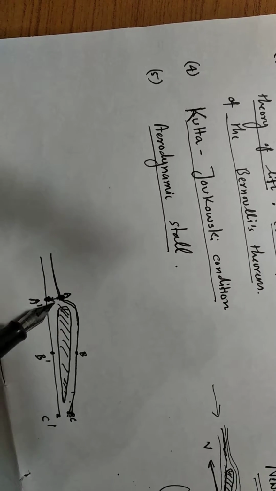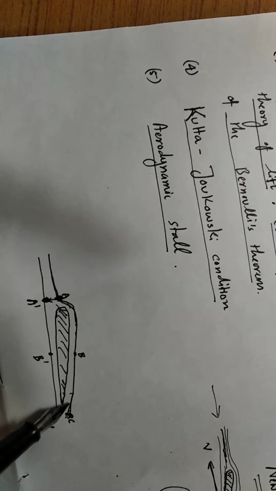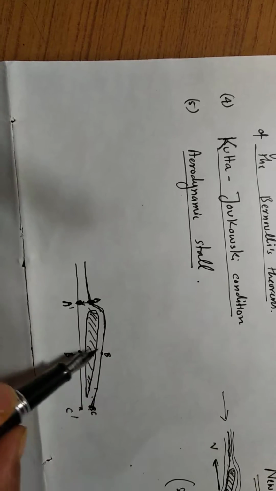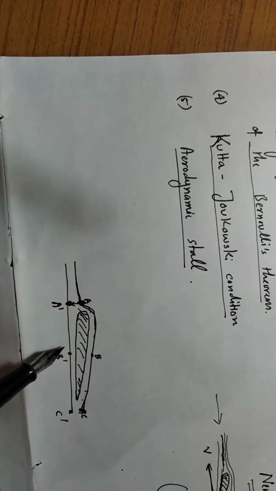Okay, it has to travel faster. This means that the air must flow very fast over the top of the wing, and as I discussed last time in Bernoulli's theorem, the faster air means lower pressure means aerodynamic lift.